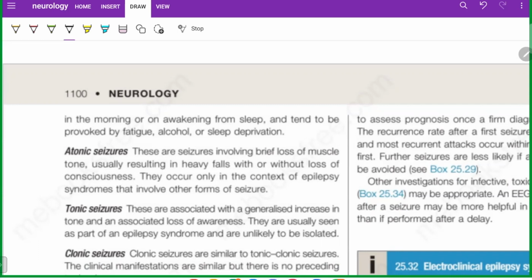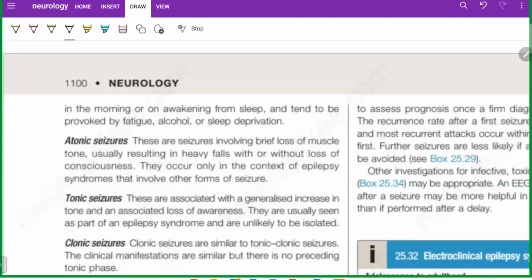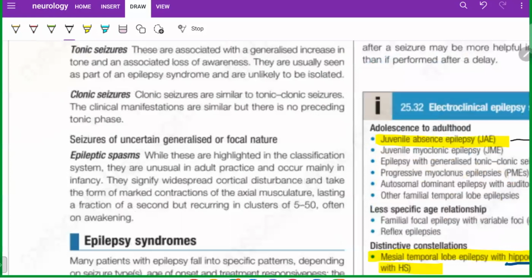Okay, next we are going to go for myoclonic. We saw how the EEG looks there: a bilaterally synchronous wave and spike and wave pattern with the myoclonus. It is going to be in synchronization with the myoclonus. Is it clear? Next, where we are going to go is a seizure of uncertain generalized or focal nature. So that is your epileptic spasm.